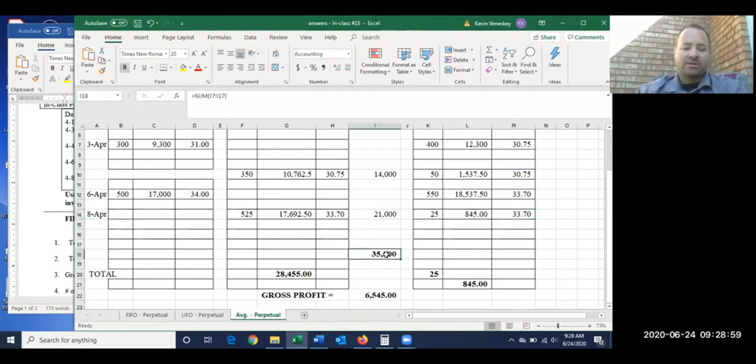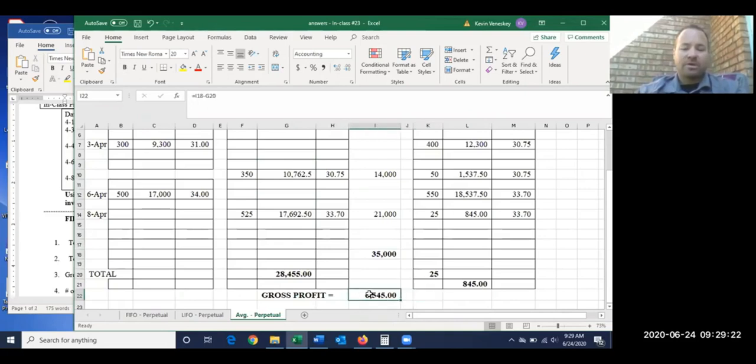I can get my total sales, cost of goods sold, and then taking the difference. So the cost of goods sold is just these two added together. Gross profit, the sales minus my cost of goods sold, gave me that. And then simply I have 25 items at $8.45. And then we could compare.